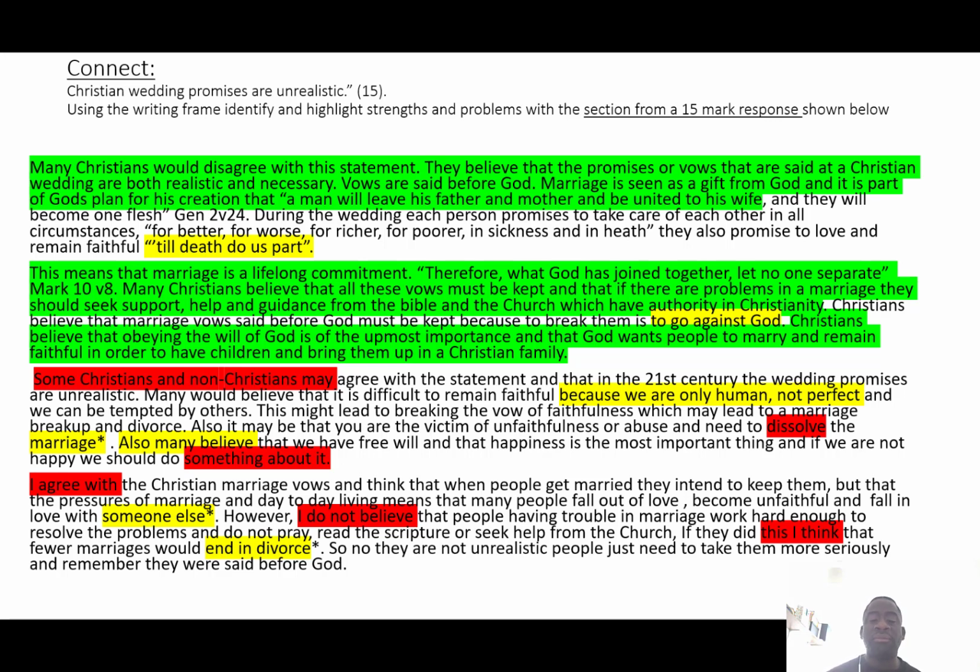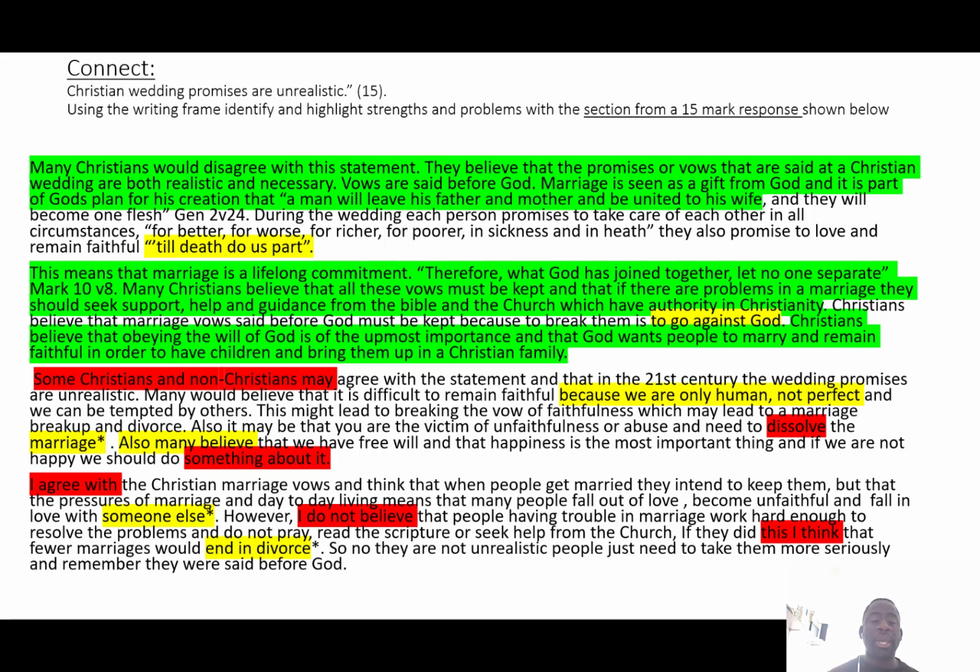"Many Christians believe that all these vows must be kept, and that if there are problems in the marriage, they should seek support, help and guidance from the Bible and the church, which have the authority in Christianity." Now, that last bit is excellent knowledge. Yes, you seek authority and guidance from the Bible, but you also seek guidance from the church, from the priest and the pastor who married you, because that's the role of the church in Catholicism. The church has authority. And the fact that that person remembered that and wrote that down is excellent.